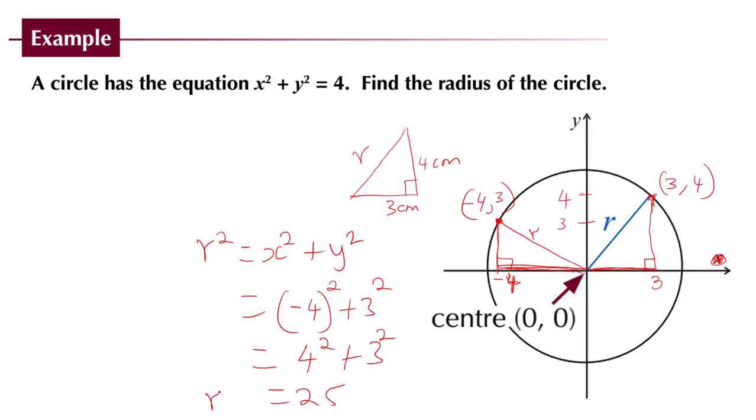So you can see that r squared is still the same. It's still going to be root 25, so r is going to be 5 centimeters. As long as the radius of this circle is the same, and of course the radius of a circle is the same, and as long as it starts from 0, 0, what we're saying is that you can use this formula to find what r is.